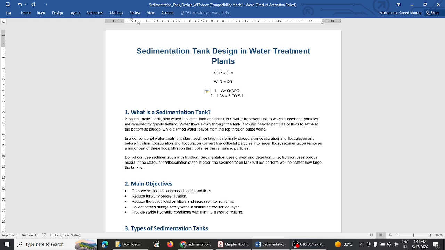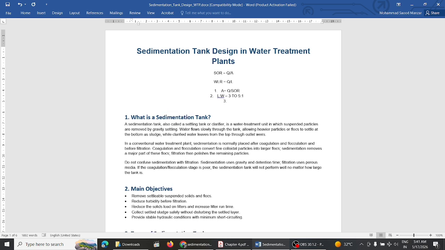So you have to assume length is how many times the width. Is it 3 or 4 or 4.5? You can do a hit and trial and see whether the SOR and WLR you are getting are in the range or not. Then the next step is you will calculate the volume. This is not the velocity, this is the volume. V is equal to Q times T. Here Q is the flow rate and T is the time, and time is detention time. So how long the particle will stay inside the sedimentation tank to clarify.